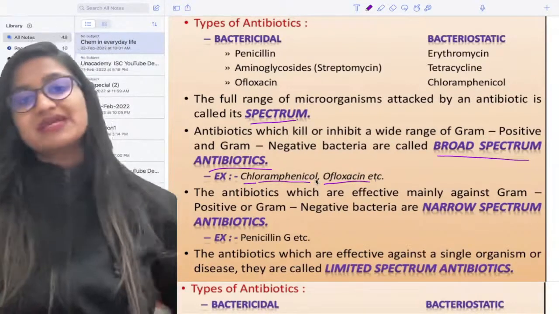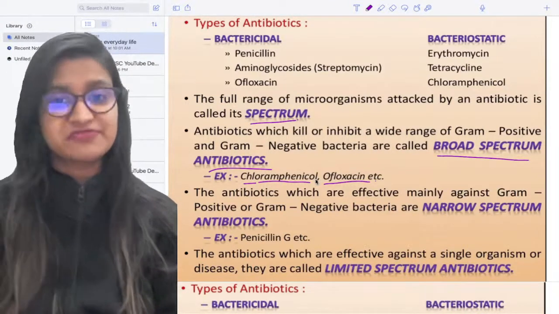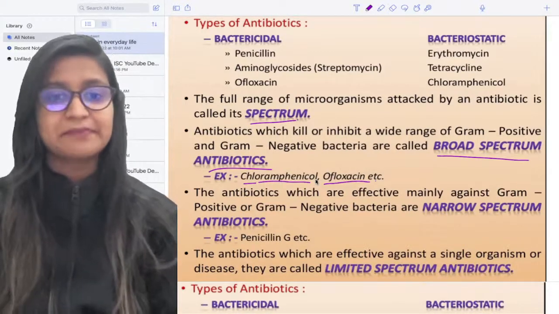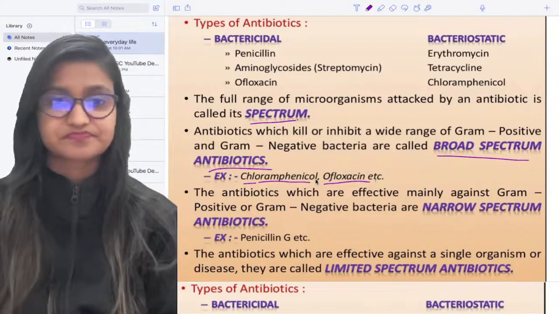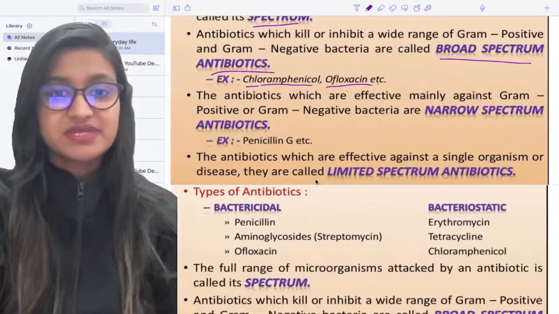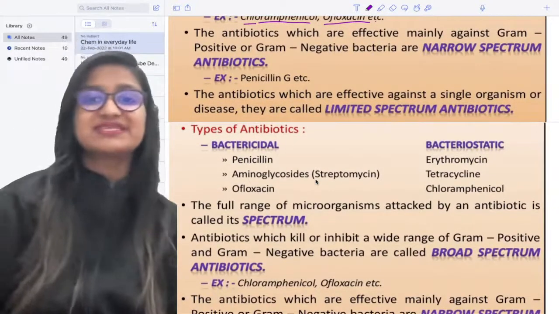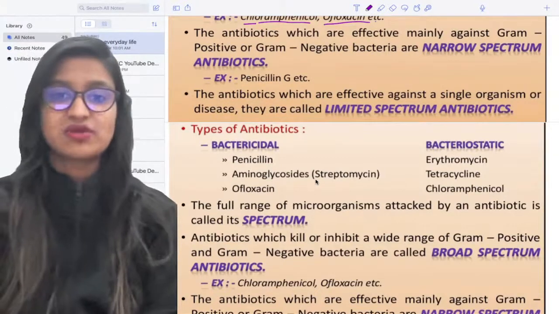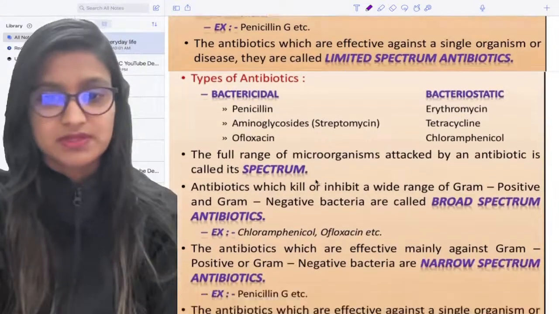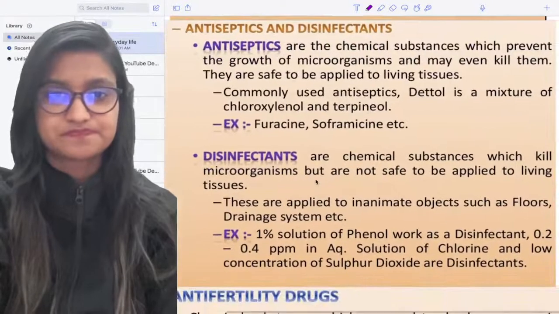ठीक है? And the antibiotics which are effective mainly against gram-positive or gram-negative bacteria, they are called as narrow spectrum antibiotics. For example, penicillin. ठीक है? The antibiotics which are effective against a single organism or disease, they are called as limited spectrum antibiotics. ठीक है? This is the same, right? Okay, we have this 2 times, no issues.